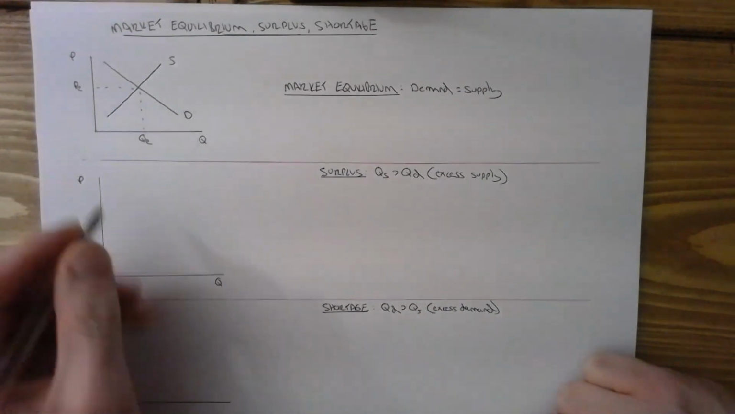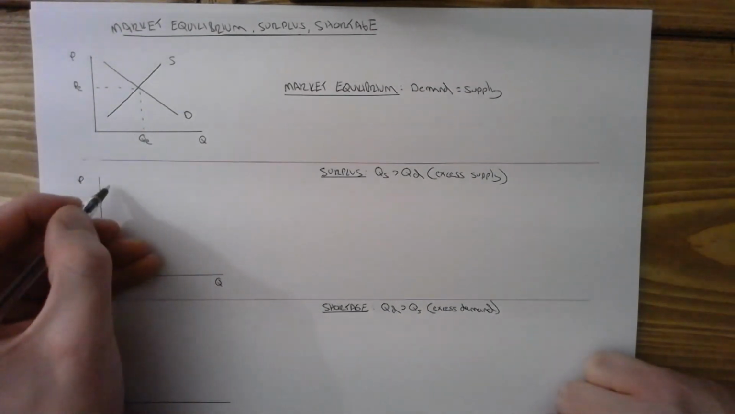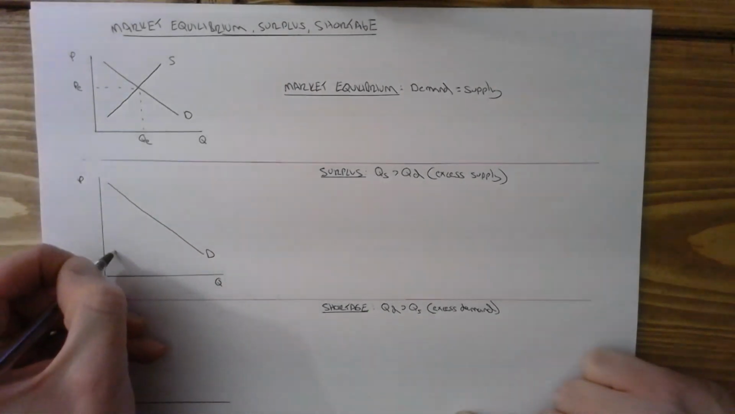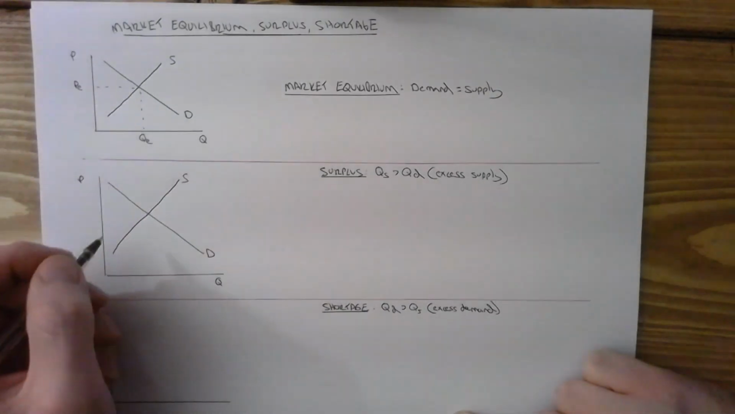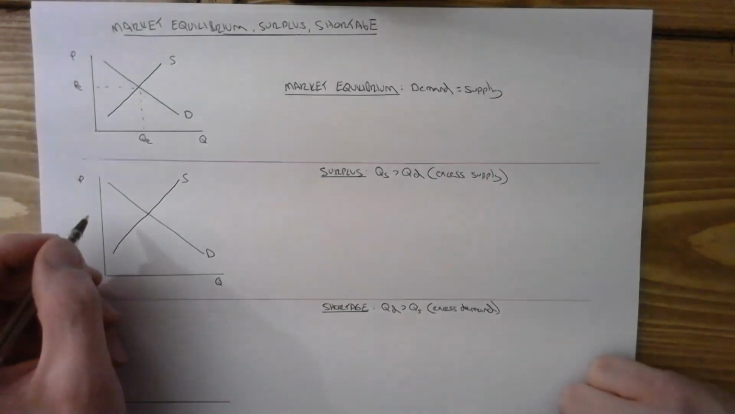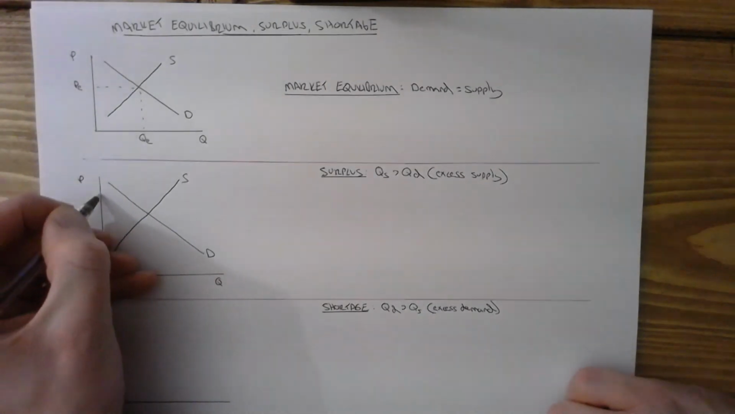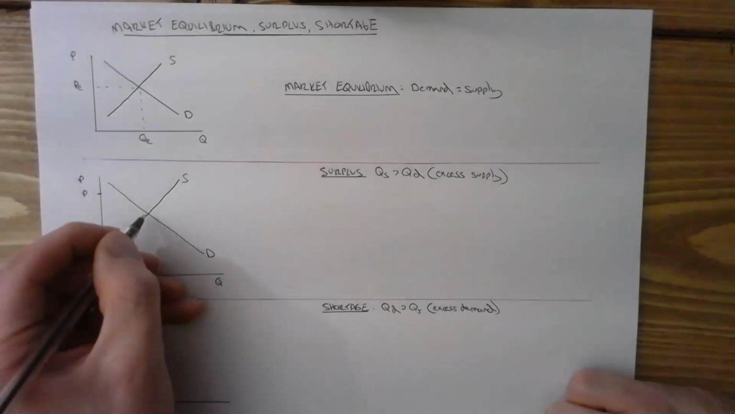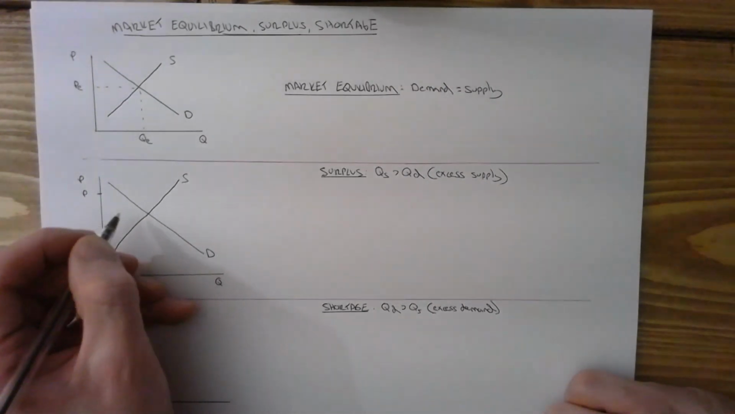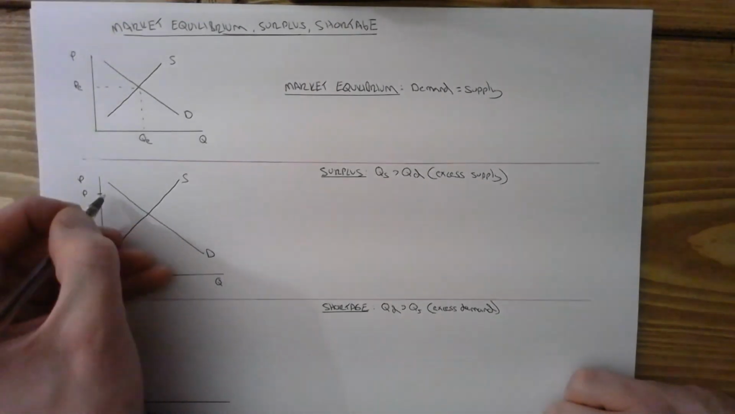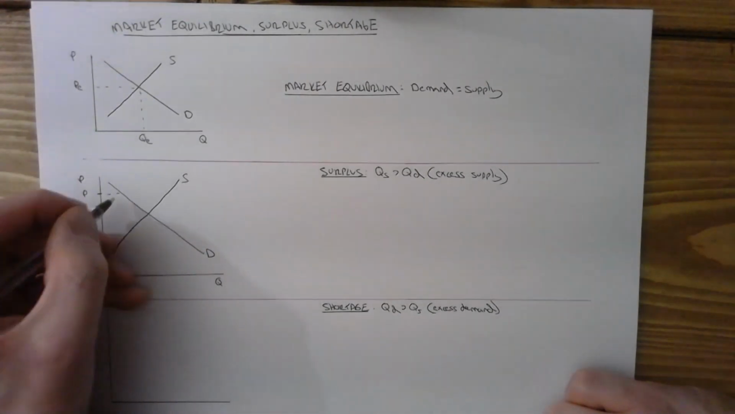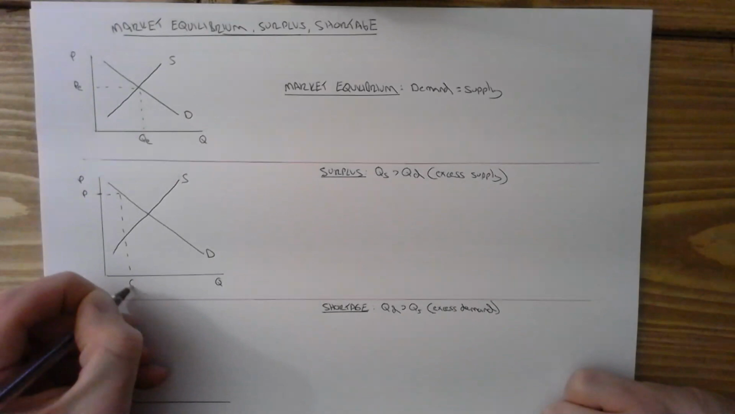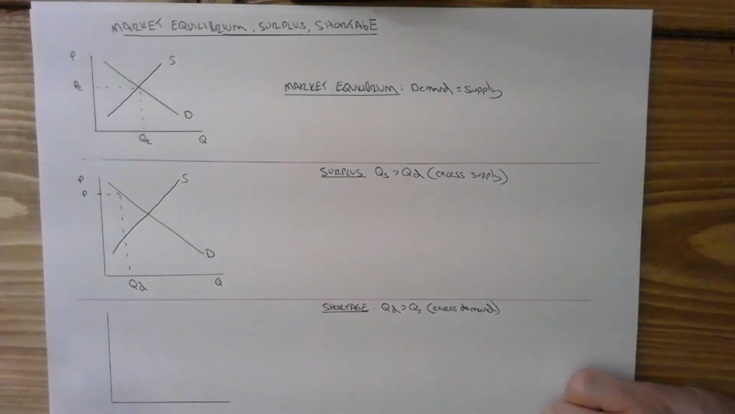So again, labeling the vertical axis P, horizontal axis Q, downward sloping demand curve labelled D, upward sloping supply curve labelled S, and this time I'm going to select a price that is above the equilibrium price, such as this price here, price P. The equilibrium would be where the curves cross, and it's higher than that. And I'm going to do a dashed line across until I get to my demand curve, and then a dashed line down to this axis. I'm going to call that point there QD.